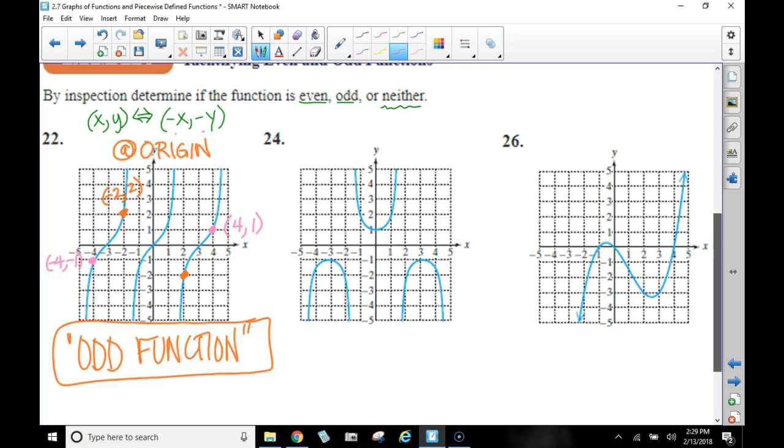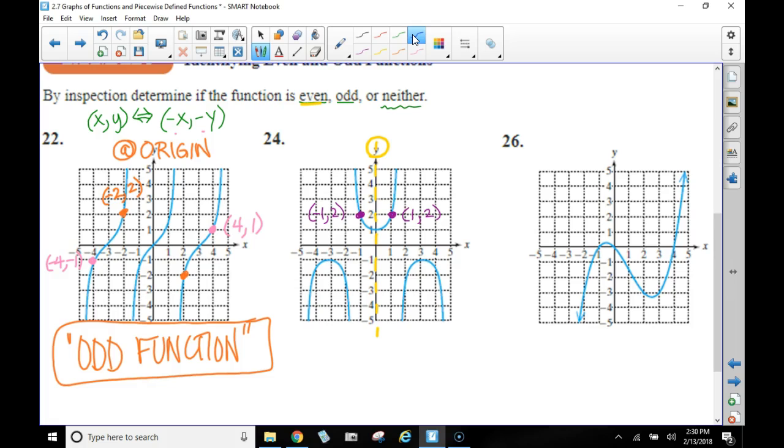Now, look at number 24. I don't know about you, but to me it seems like we've got a little reflectional symmetry about the y-axis right here. I think this might be an even function. To determine that for sure, if I have an xy ordered pair such as 1, 2, and this is symmetric about the y-axis, then -1, 2 must also be on my graph, and it is. There's an example of why this is an even function, symmetric about the y-axis.